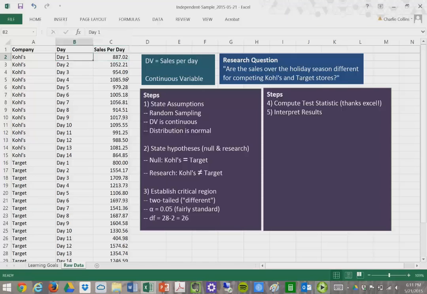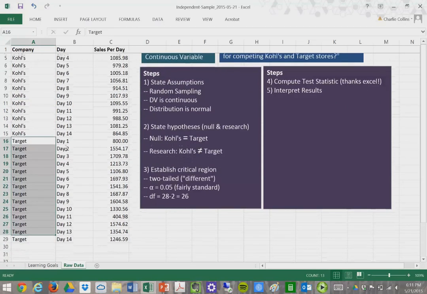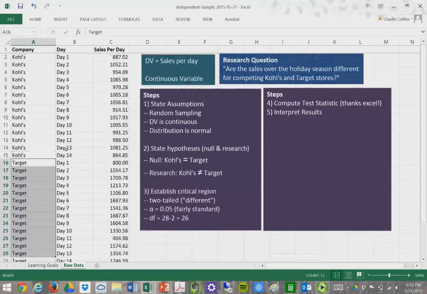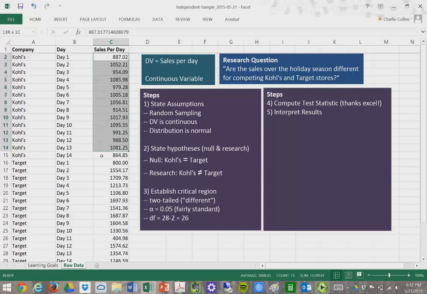And then as you see, we have each day, day 1, day 2, all the way down. And we will go for 2 weeks. As you see how the data is set up here, you have Kohl's on one side, and under it is Target. We have 14 entries for each, representing each of those 14 days of the 2 weeks. And then we also have the sales for each of those days.